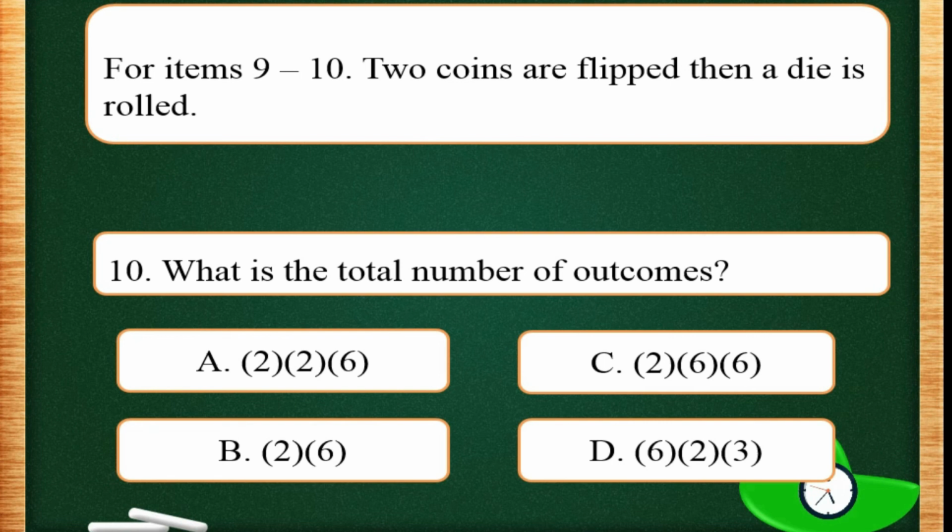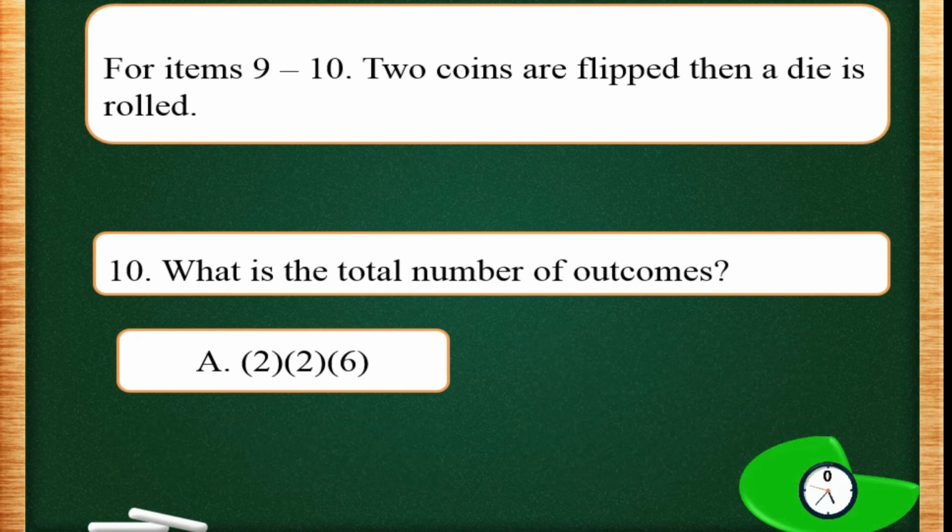You're correct if your answer is A. That's 2 outcomes for the first coin, another 2 outcomes for the second coin, and 6 possible outcomes for the die. So congratulations for doing good. Were you able to get all the items correctly? Very good. Now, if you have a score which is lower than 8, maybe you need to go over the concepts. Continue answering numbers 11 to 15 on your own and try to understand the task that you're going to do.